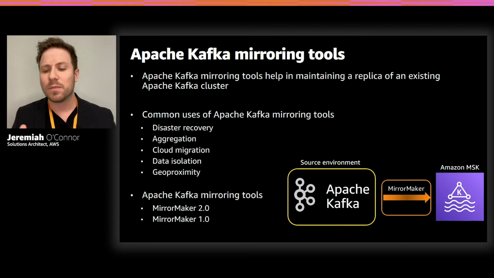If you're needing to exit a data center, for example, or if your company is moving all into the cloud, you need the ability to replicate your production Kafka clusters from your on-premise system into AWS. The other is data isolation and geo-proximity.